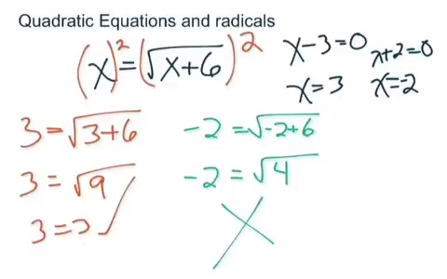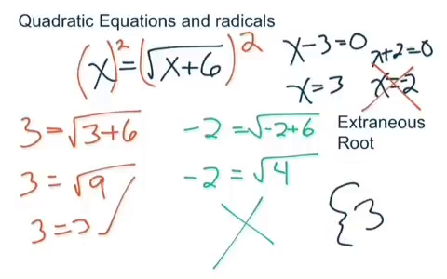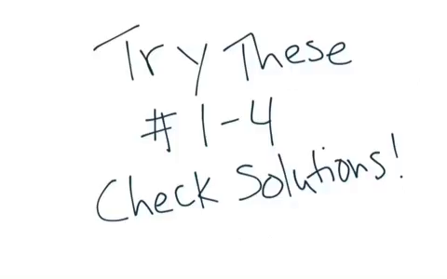So negative 2 is what we call an extraneous root, so it does not actually work, even though it came out when we were solving the quadratic equation. So then our solution set here is just going to be 3. Okay, for your try these, do number 1 through 4, and remember you have to go back and check the solutions to make sure that they actually work.